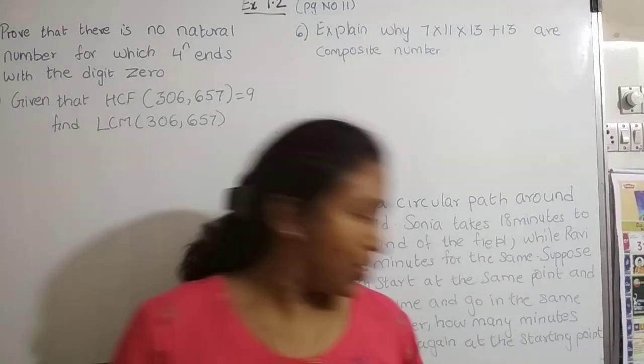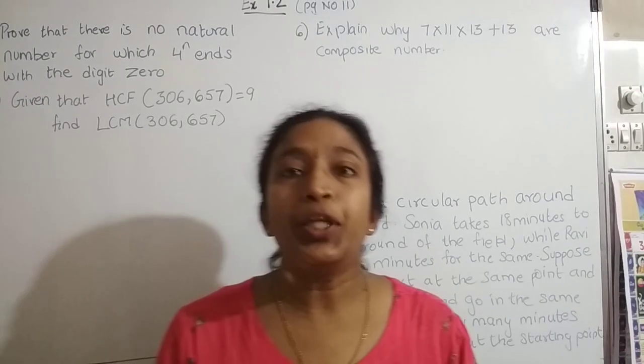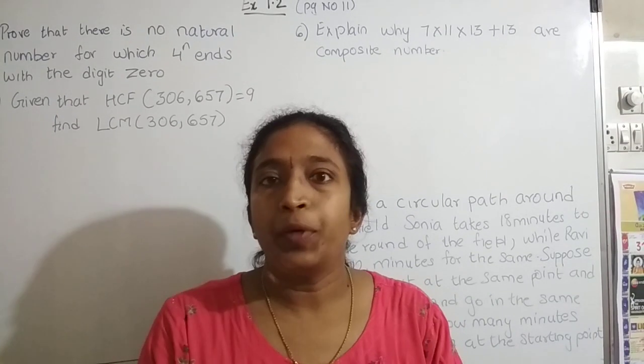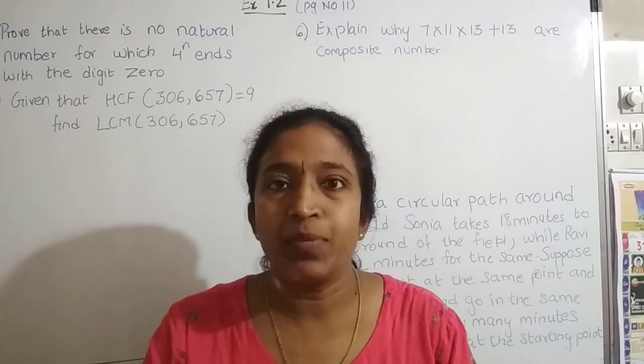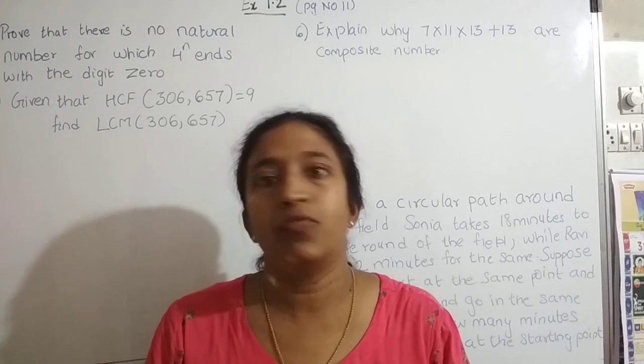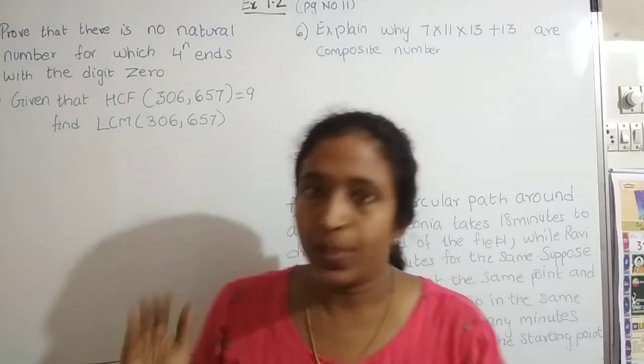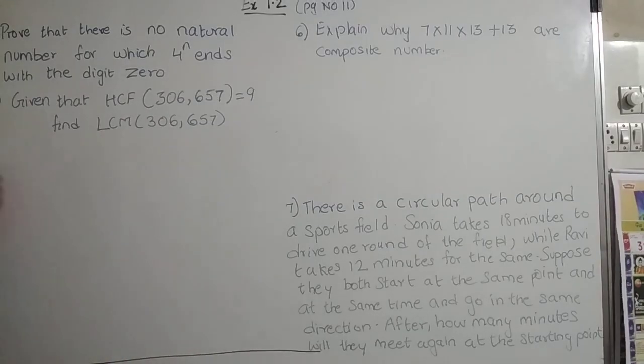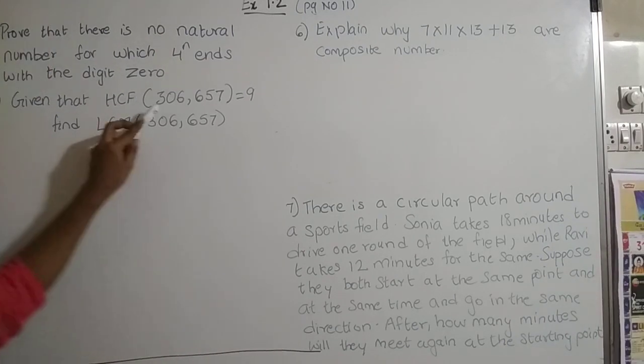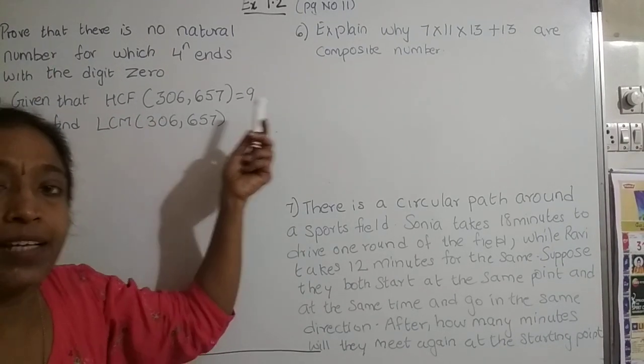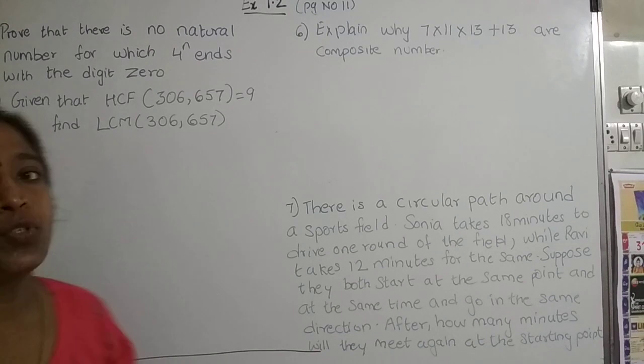Hello students, so we are going to continue exercise 1.2. So 1.2, as I have already said, is a recap session of HCF, LCM, their properties and fundamental theorem of arithmetic. Okay, so let's do further. See the fourth question, given that HCF of 306 and 657 is 9, find the LCM of these two numbers.